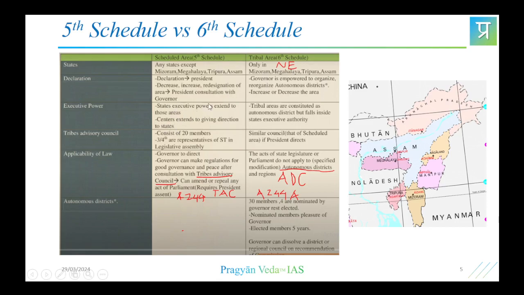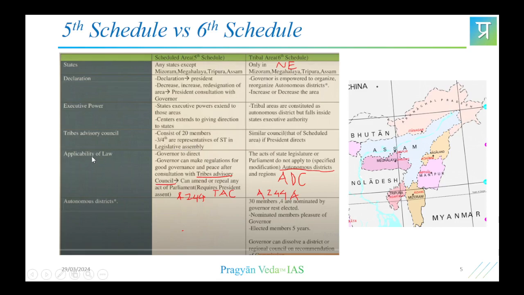Then as far as the 5th Schedule is concerned, we have a Tribal Advisory Council, a member body coming from the tribal population. When it comes to the 6th Schedule areas, we have the Autonomous District Council, again with the member body coming from the tribal population. There are also some provisions: if the president feels that we need to form a separate council, it can be done by the president's direction. In terms of fifth schedule areas, the Tribal Advisory Council is especially mentioned.